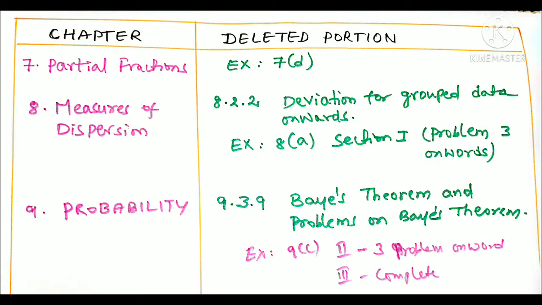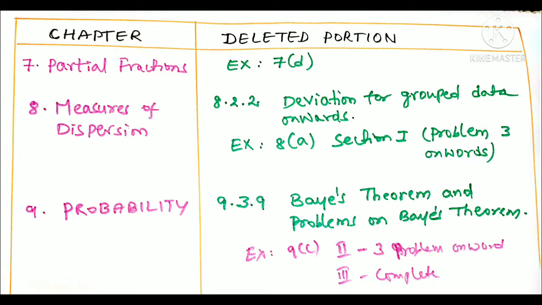Okay, right. Now come to the next chapter, probability. From this, 9.3.9 Bayes theorem and problems on Bayes theorem are deleted, means directly in exercise 9C, second Roman numeral, problem 3 onward is deleted as well as the third section completely deleted. These depend upon the Bayes theorem, and Bayes theorem itself is also deleted.